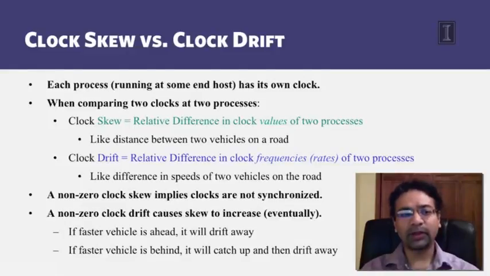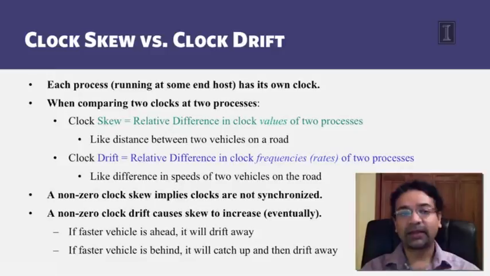A non-zero clock skew implies that clocks are not synchronized. So if we want to synchronize clocks, we want to get a zero clock skew. We want to have no difference between the clock values of the two processes. A non-zero clock drift, a difference in the speeds of the two process clocks, causes the clock skew to eventually increase.